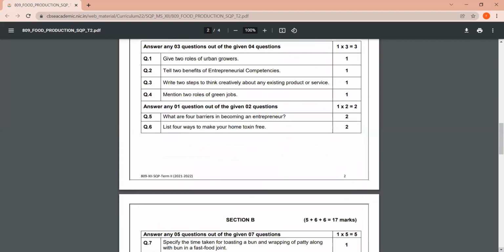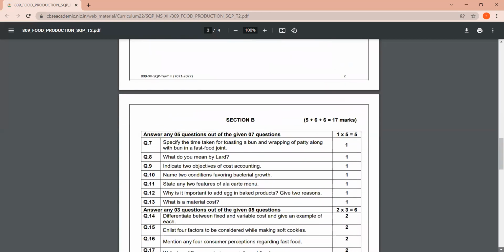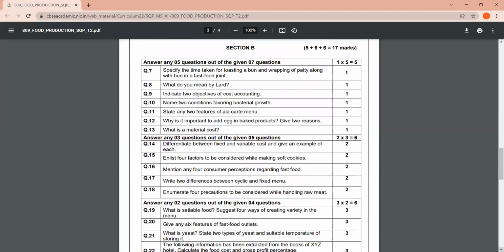After this, you have section B, that is subject specific skill, as I mentioned. And in this particular section, you would find that you have 1 marker, 2 marker, and 3 marker questions. So how have they given it? In the 1 marker section, they've given 7 questions, and out of those 7, you are supposed to answer 5. So that makes it 5 marks for you for the 1 marker question.